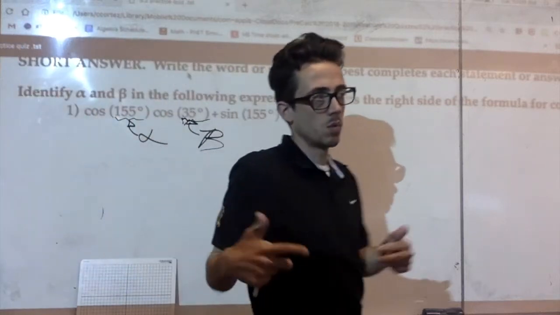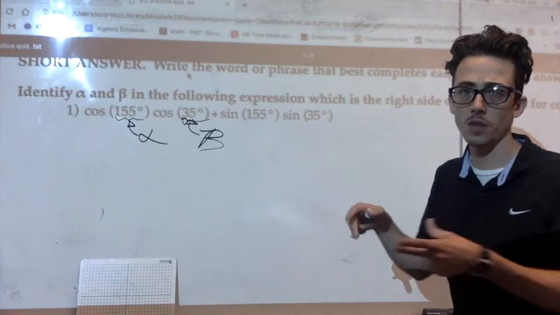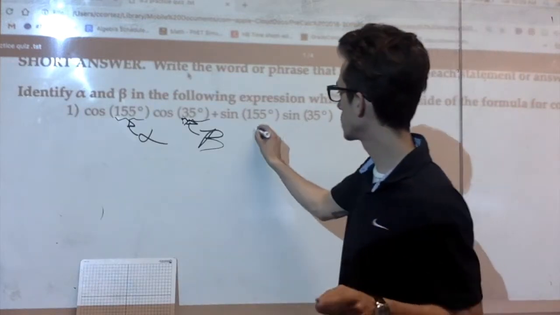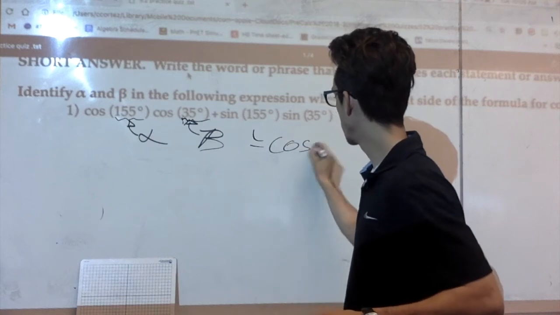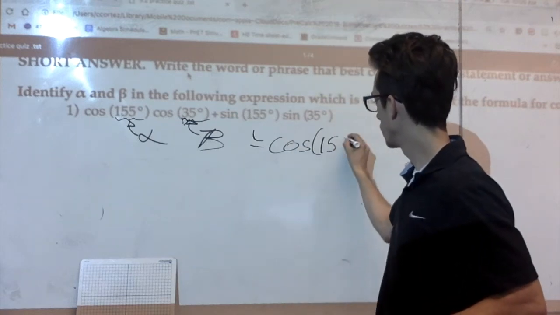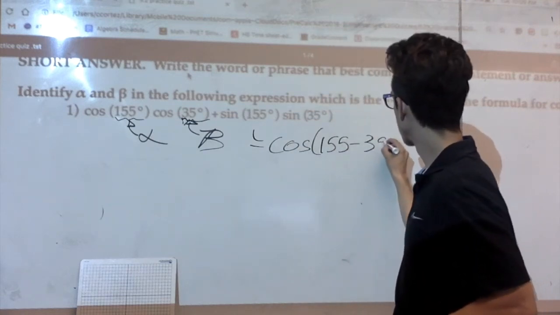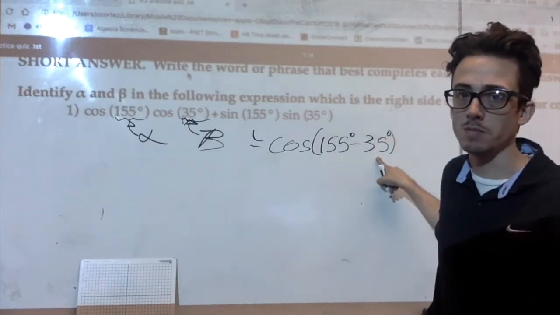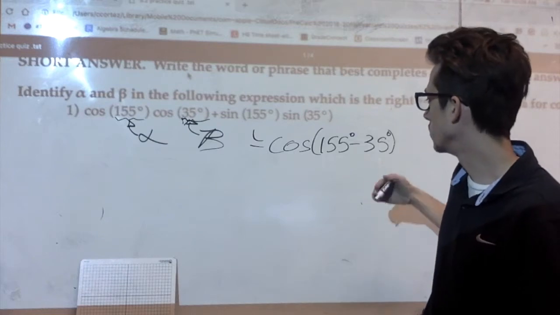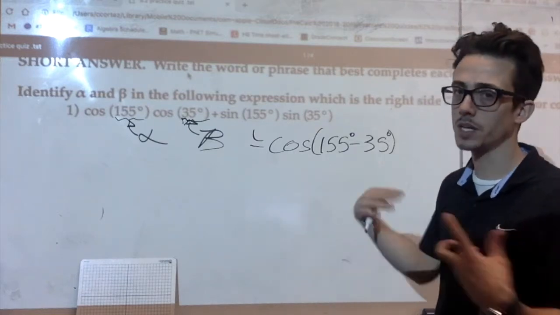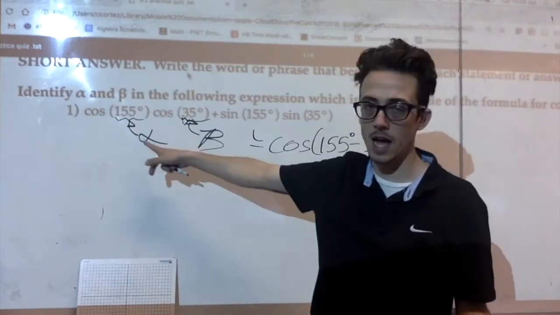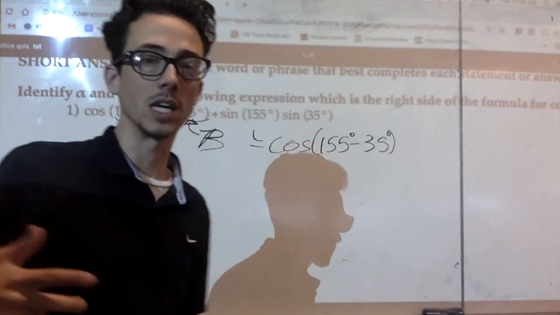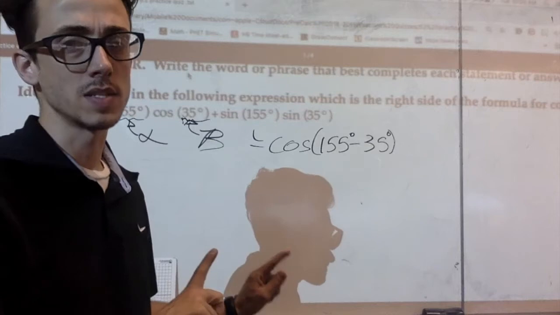I think if you want to really understand what's going on here, how this would be combined into just one trig function, you could say that this is going to be cosine 155 degrees minus 35 degrees. If you want to take this further, you can, but pretty much all you need to say is what alpha is, what beta is. If you don't know those two values, then you're really going to be struggling here. But this is a really important example to understand.